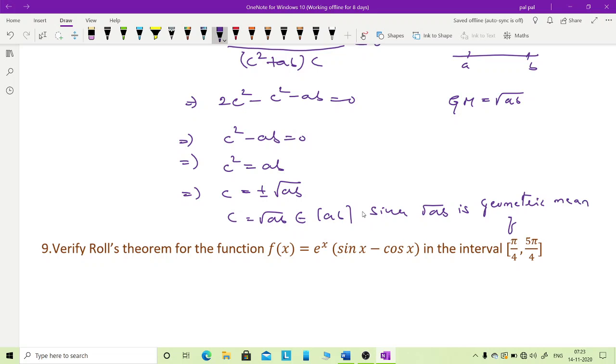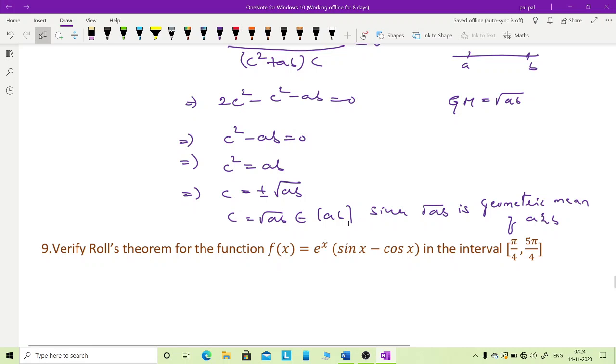It is the geometric mean of A and B. The geometric mean always lies between the values A and B. So on that basis you can conclude that the geometric mean lies between A and B. Okay, here is one more problem of the same type.